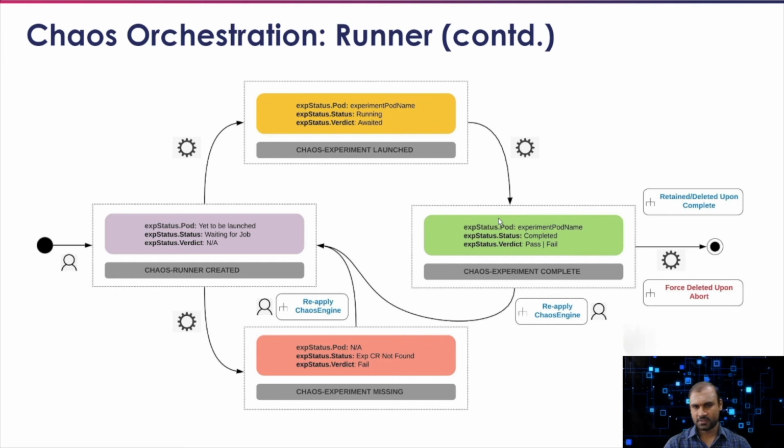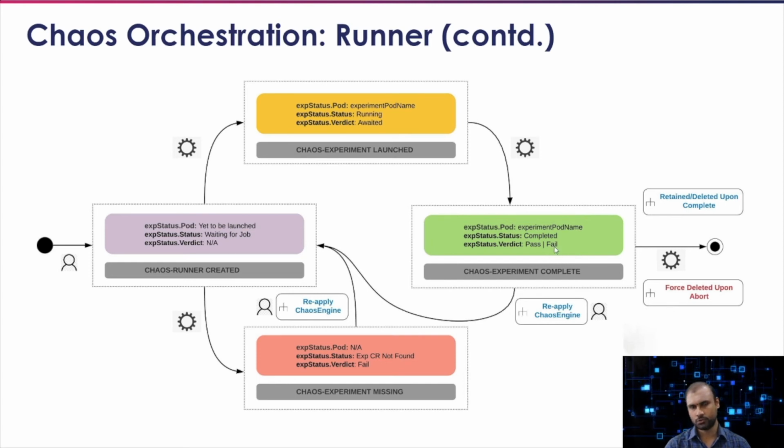So these are the various state transitions of the chaos engine in terms of experiment status as carried out by the chaos runner. So now you have a fair idea of the chaos runner, which is a child resource of the chaos operator.